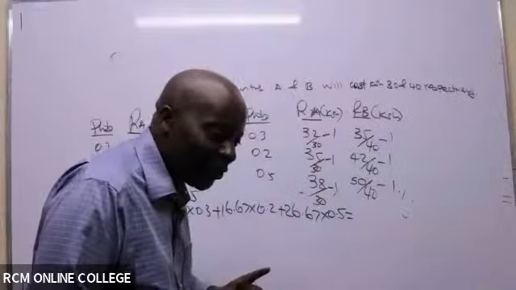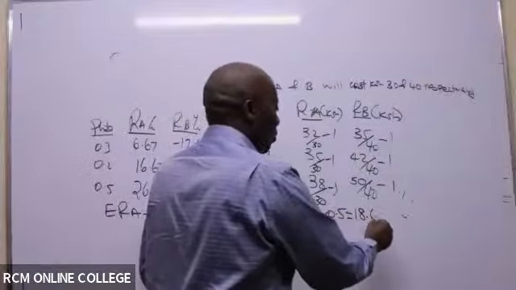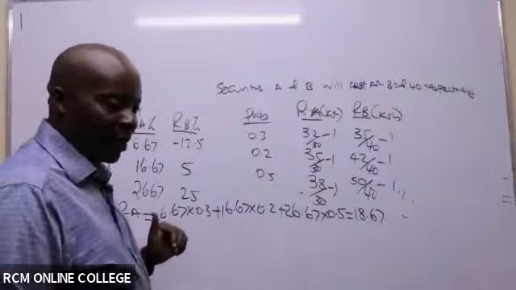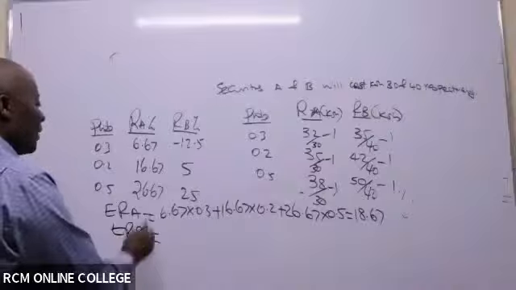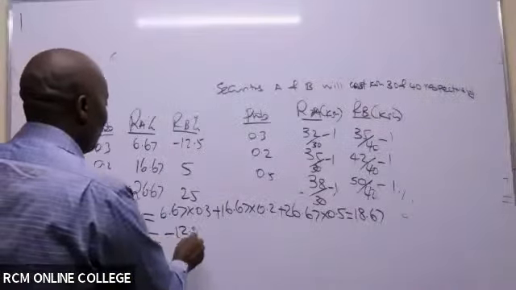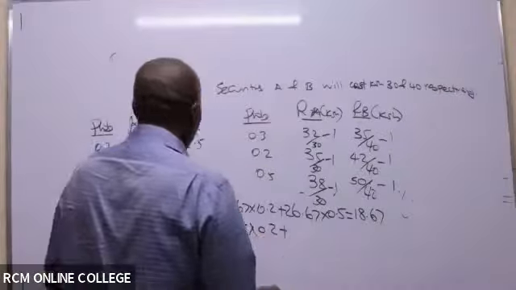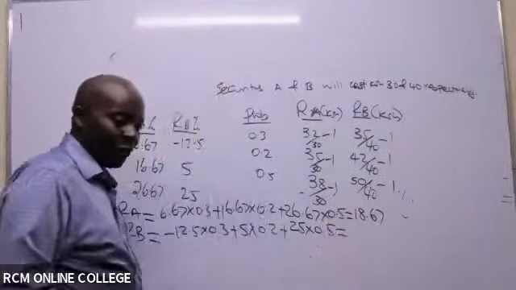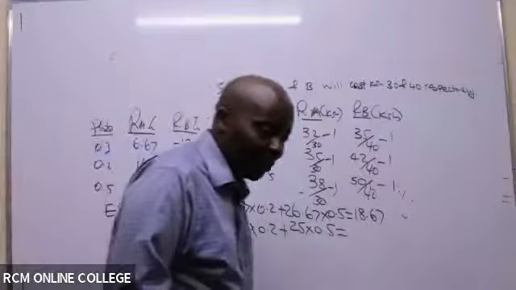Lian is giving me a figure of 18.67. Can somebody confirm that? This gentleman wants me to calculate the correlation coefficient. 18.67. Then go ahead and give us expected returns of B: minus 12.5 times 0.3 plus 5 times 0.2 plus 25 times 0.5, which will end up giving us what figure? So this gives us 9.75.